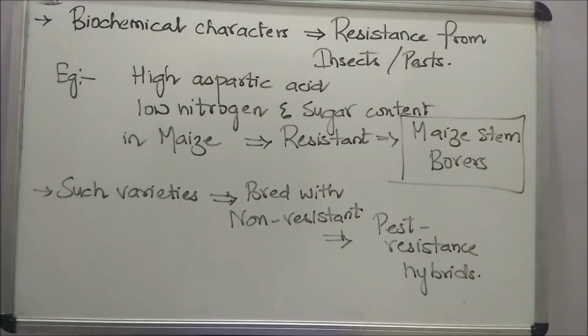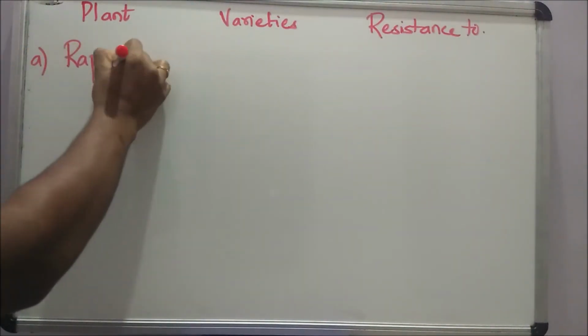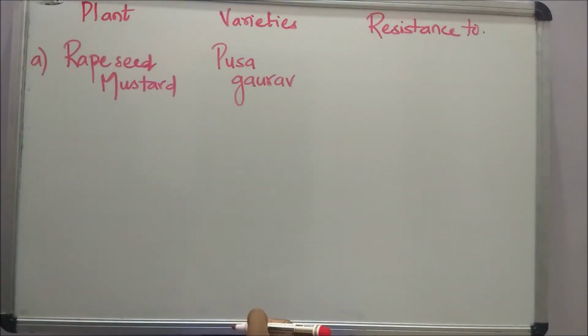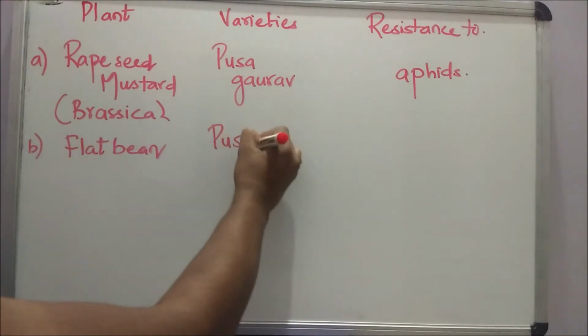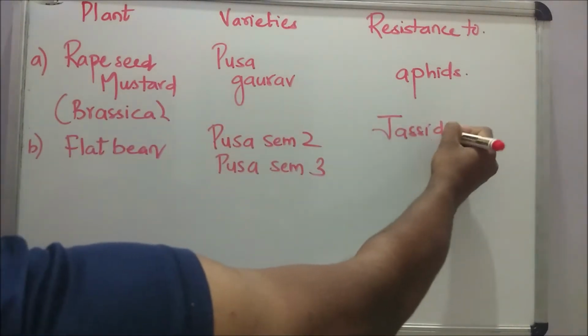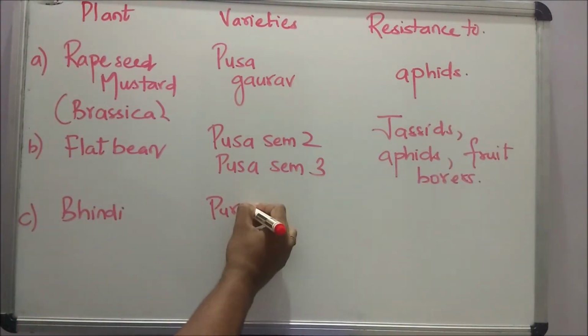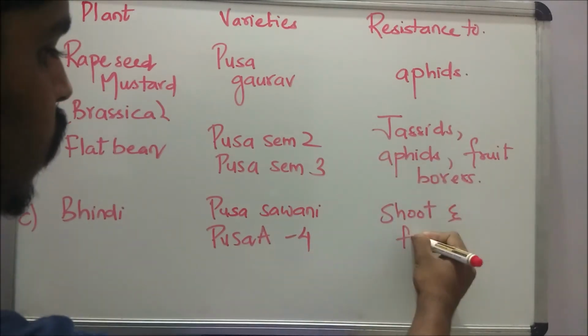For example, Pusa Gaurav variety of rapeseed mustard, which is nothing but Brassica, is resistant to aphids. Pusa Sem 2 and 3 of flat bean is resistant to jassids, aphids and fruit borers, whereas Pusa Sawani and Pusa A4 of bhindi is resistant to shoot and fruit borers.